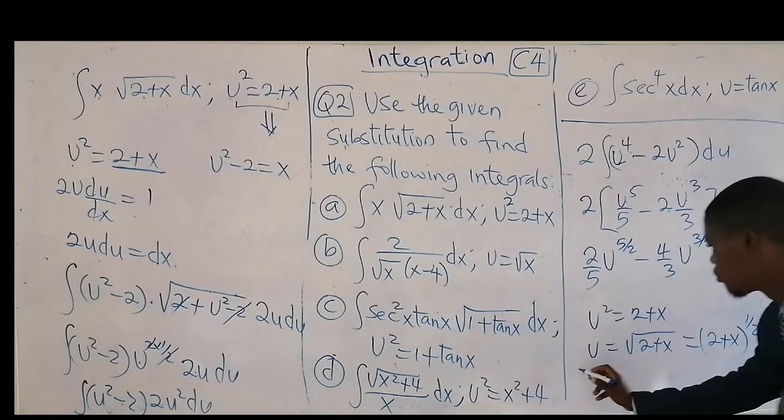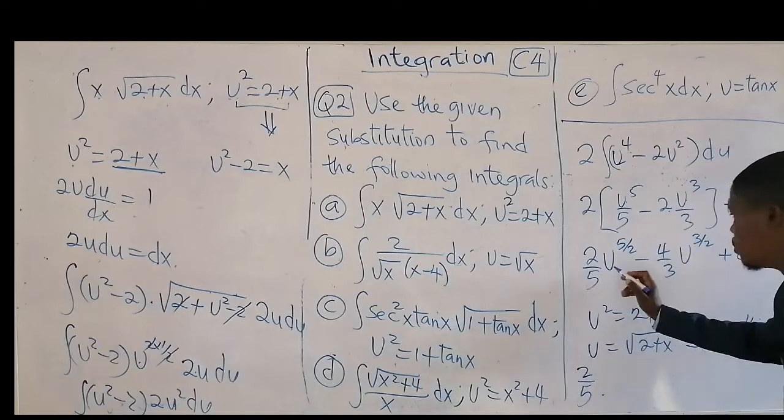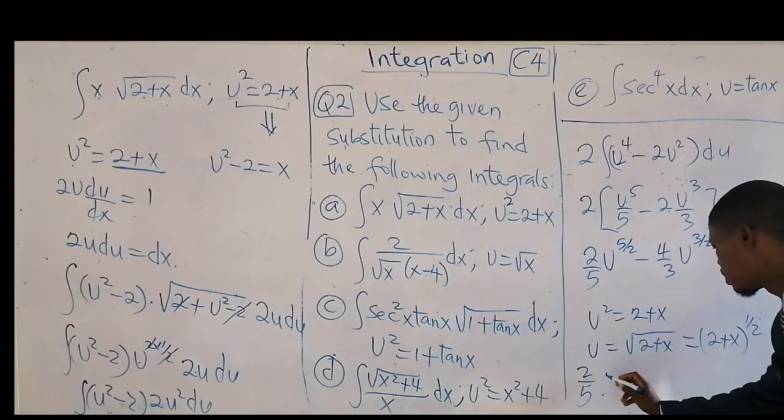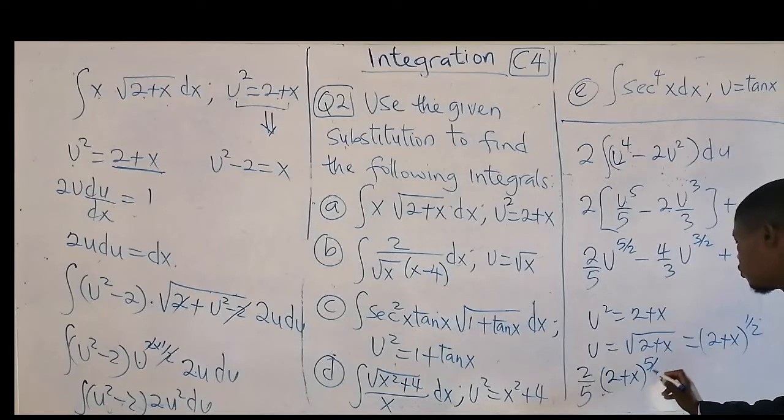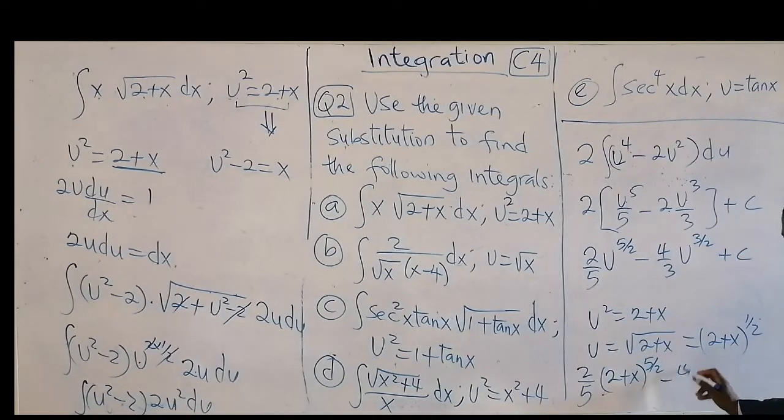So the final answer will just be 2 over 5 times u, which is the square root of 2 plus x, to the power 5 over 2, minus 4 over 3 times 2 plus x to the power 3 over 2, plus c. And that finishes our question.